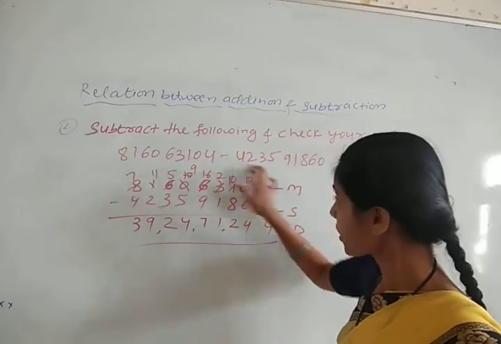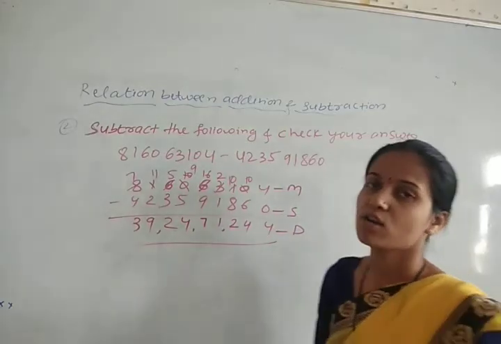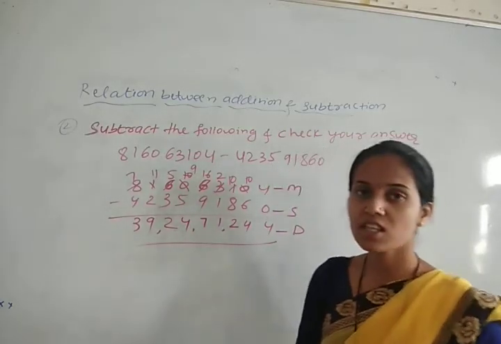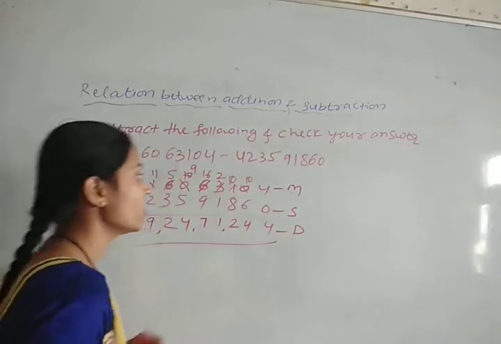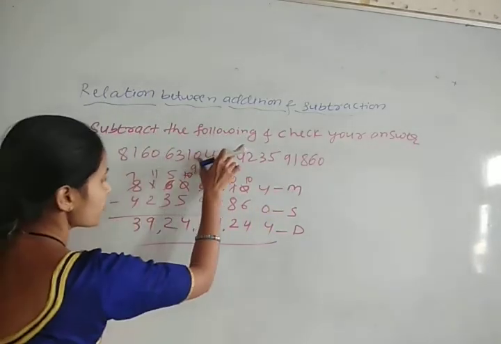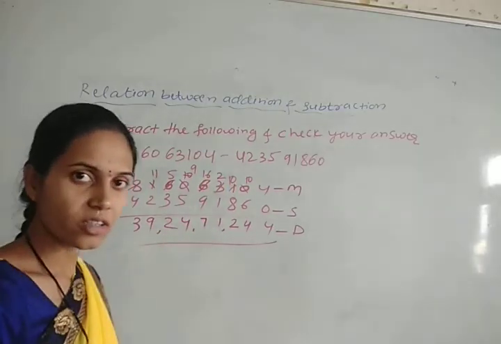It is being subtracted from this. So that's why we can call this one the subtrahend. The difference is the result we get after the subtraction of two numbers. After subtracting these two numbers, we have got this much as the result. So this result is nothing but your difference.